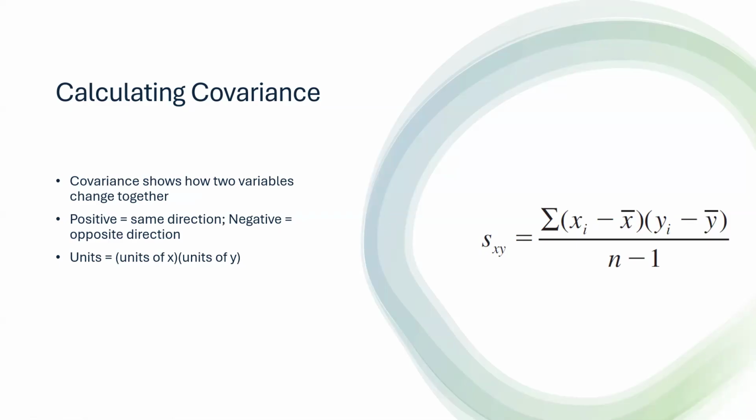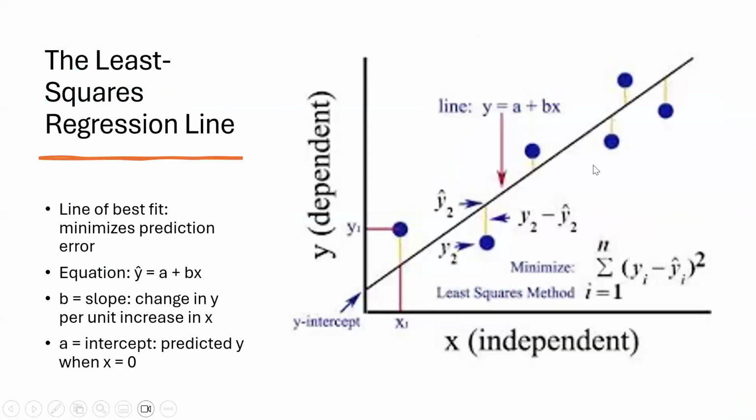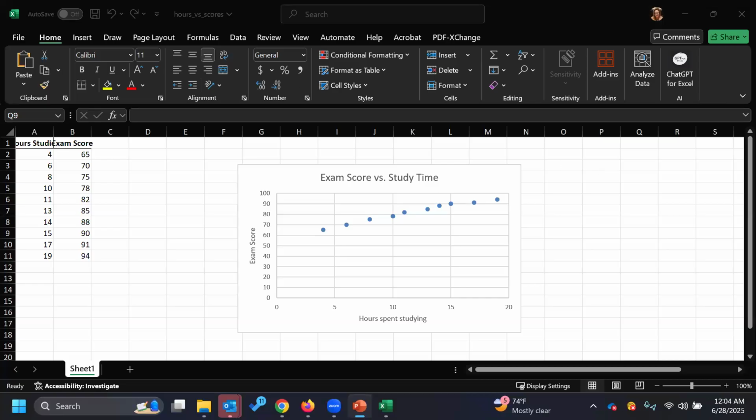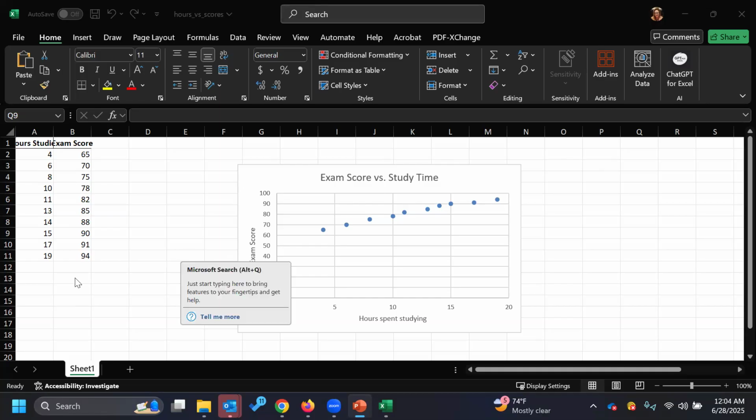This formula looks a lot like the one for variance, but here we're multiplying by the deviations of X and Y together. It gives us a sense of whether the variables tend to increase or decrease together. However, the units of covariance are messy. For example, it would be hours times points, which is why we standardize it into R. All right, so let's look at how to calculate the covariance of the data that we are working with here.